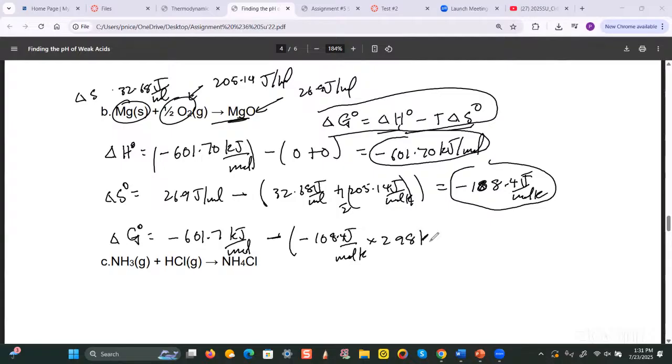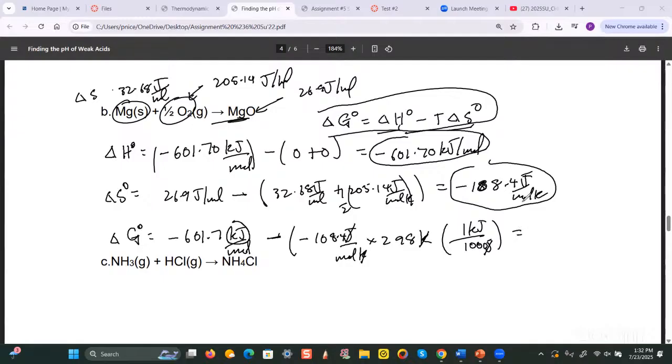But there's one other thing we need to do, because you'll notice that we have kilojoules here and joules here. So we need to keep the units compatible, right? We can either convert the kilojoules to joules, or convert the joules to kilojoules, which is what I'm going to do. So I'm going to multiply by 1 kilojoule over 1,000 joules here, so that the joule units will cancel out. The Kelvin units will cancel out here and here. So you're going to end up with kilojoules per mole, which you can add to this, which is also expressed in kilojoules per mole.